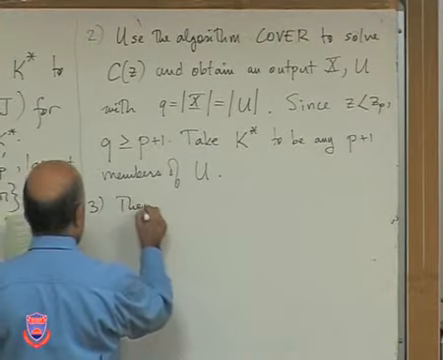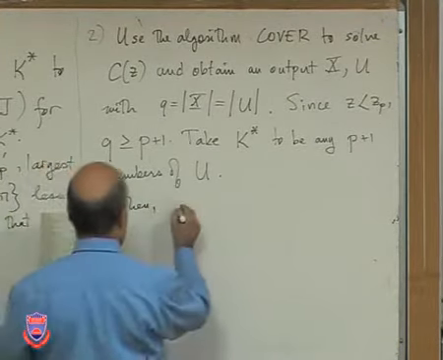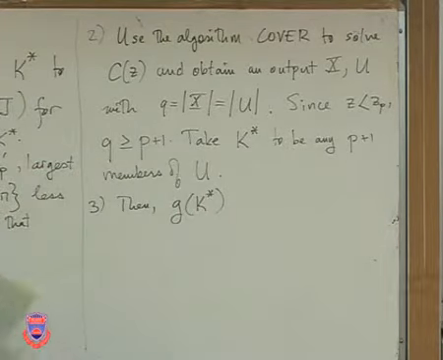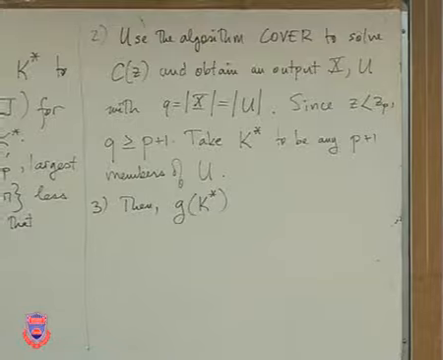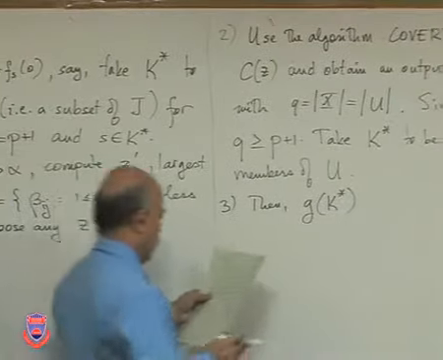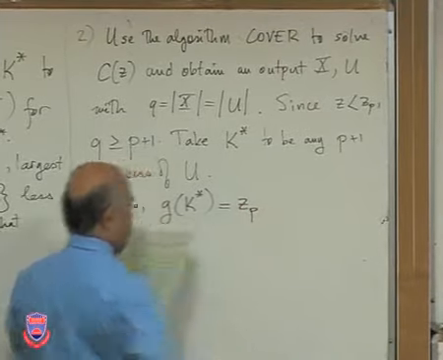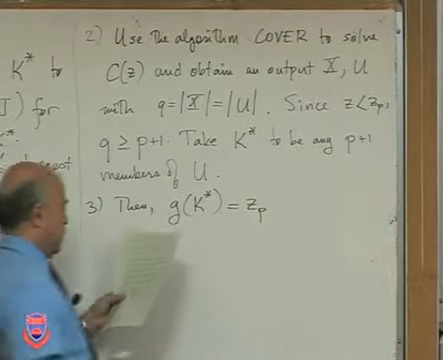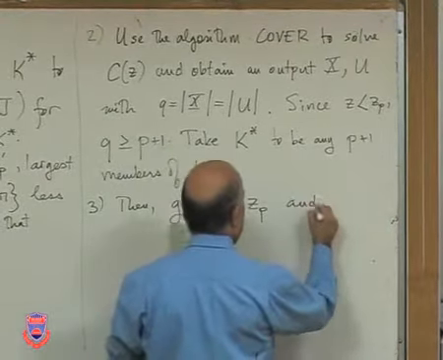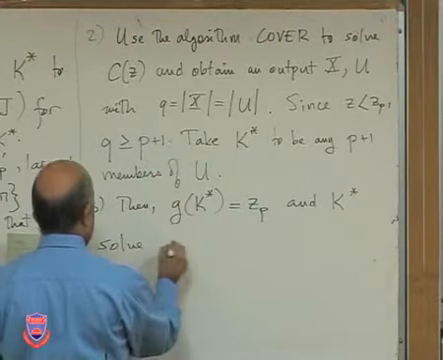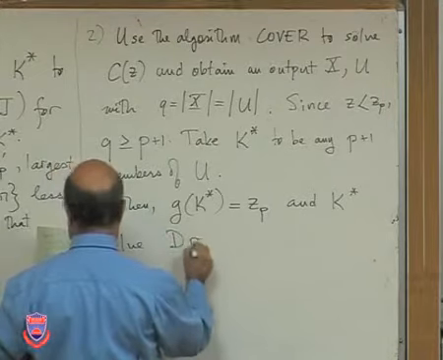3. This is the conclusion step. However you constructed K star, either in step 1 or in step 2, g of K star is in fact equal to ZP, and K star solves the dual of the p-center problem.